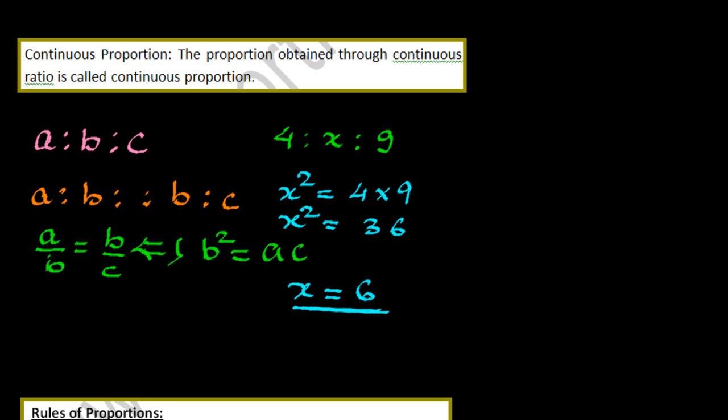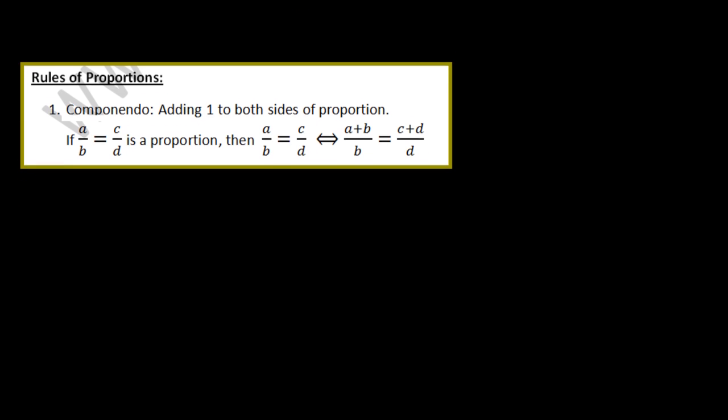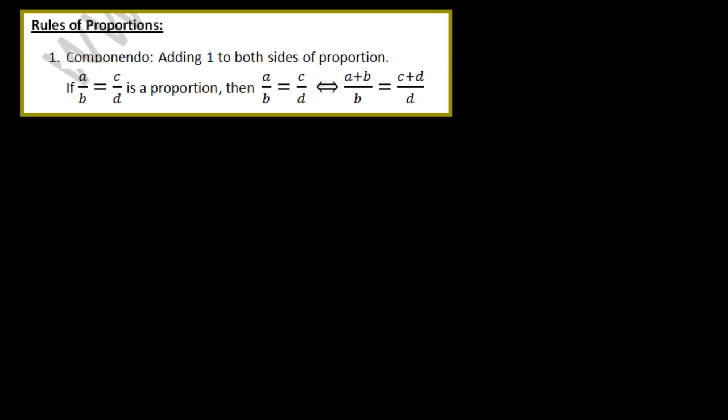Now I tell you about the rules of proportions. First rule is componendo. Componendo means adding 1 to both sides of proportion. If we have a proportion A over B is equal to C over D, then A over B is equal to C over D implies that A plus B over B is equal to C plus D over D.